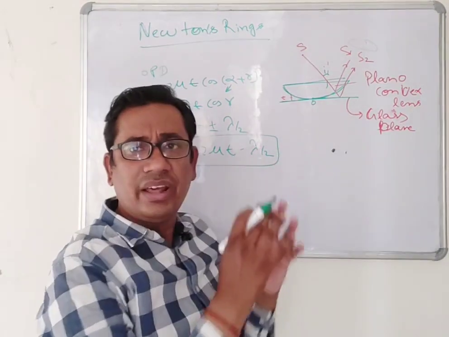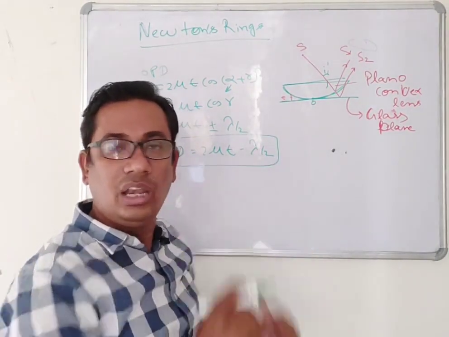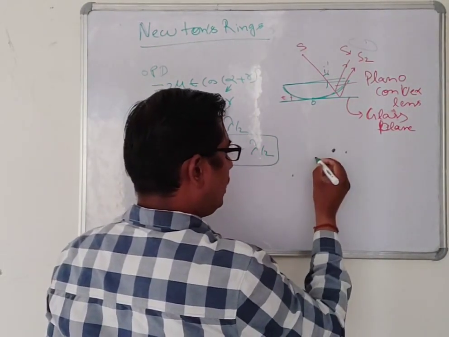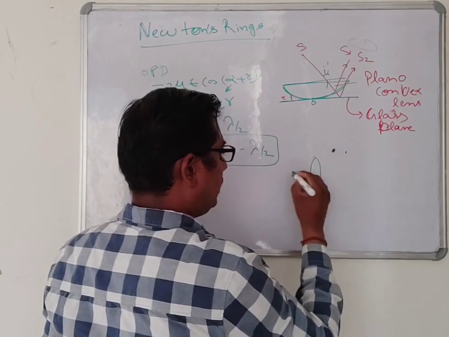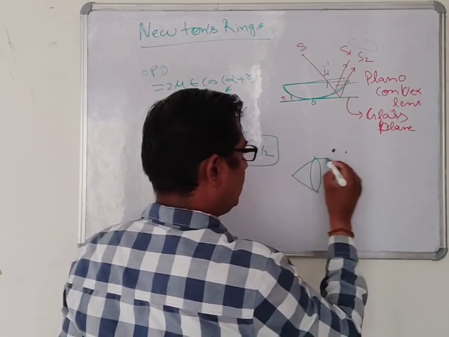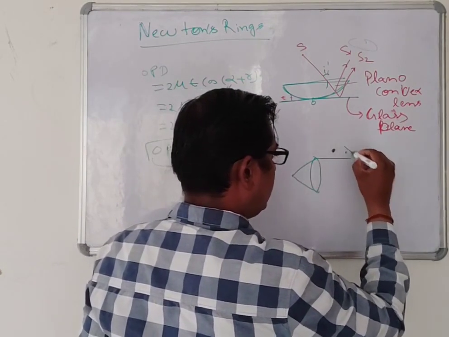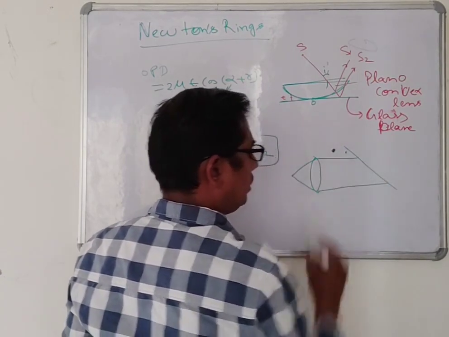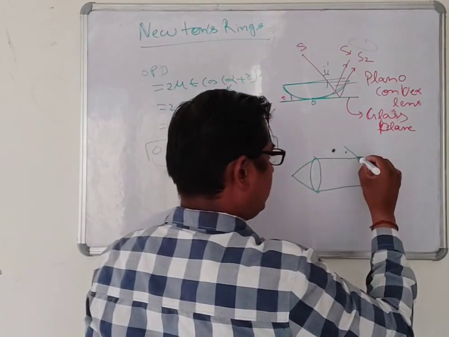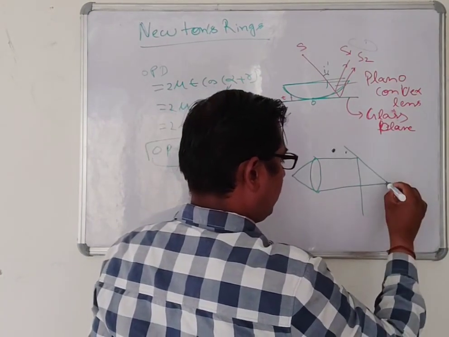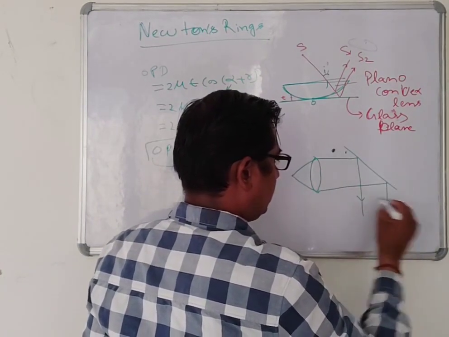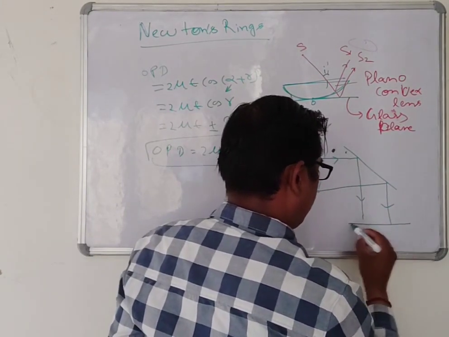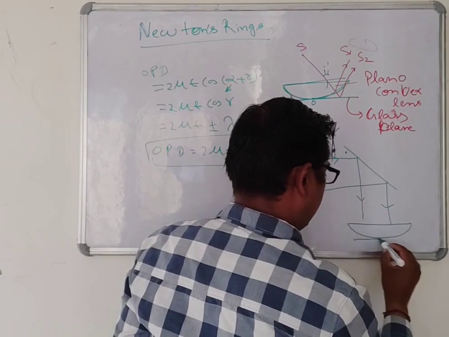Now how can you arrange a normal incident in a laboratory? Suppose this is the source. Here a lens is used that will make the light parallel like that. Here I am using a glass plate at 45 degrees. What will happen? You will see light is reflected from here, like that. Here the plano-convex lens is arranged like that.